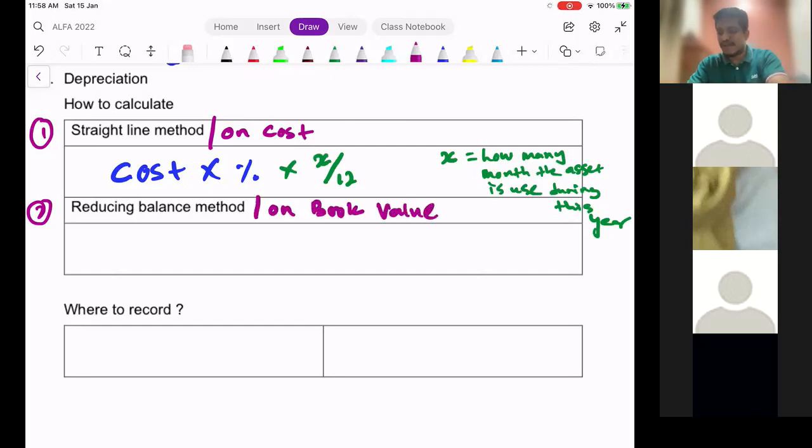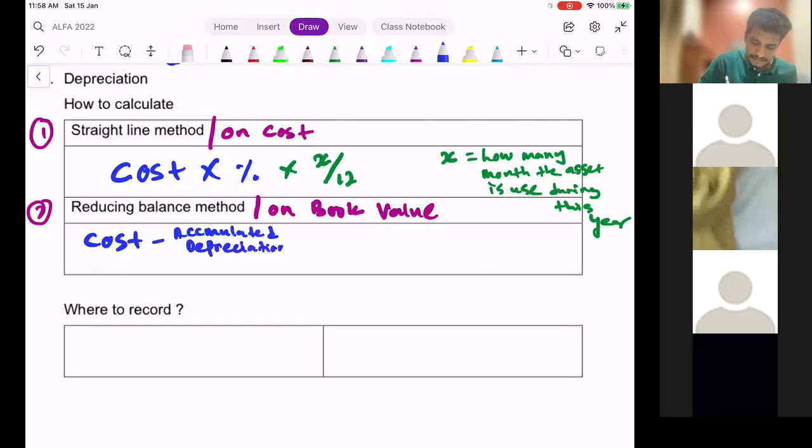It's on book value. Sometimes the question will say book value, sometimes they say reducing balance. We just follow whatever terms they use. What's the formula? We take the cost minus accumulated depreciation, times the percentage.